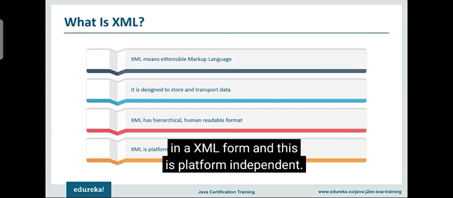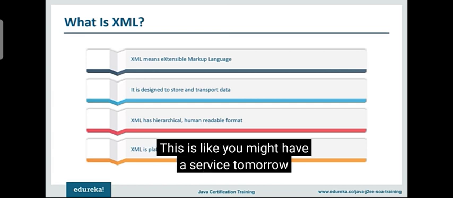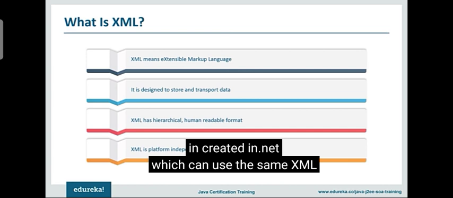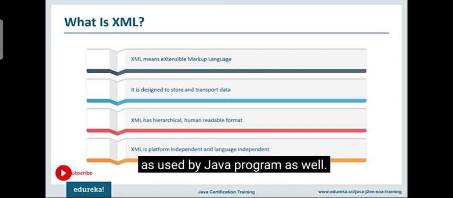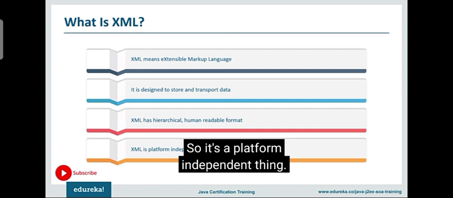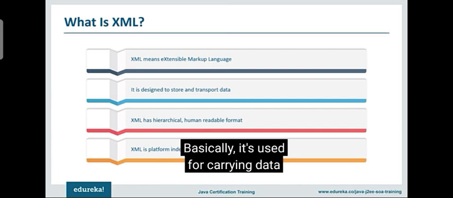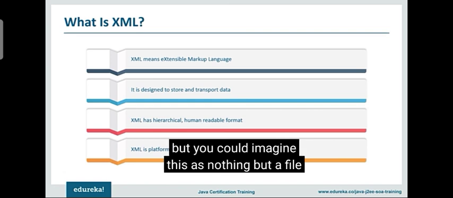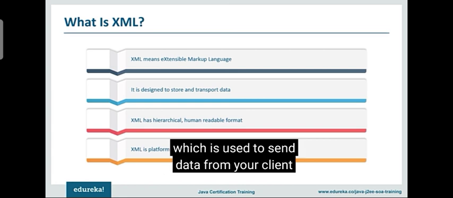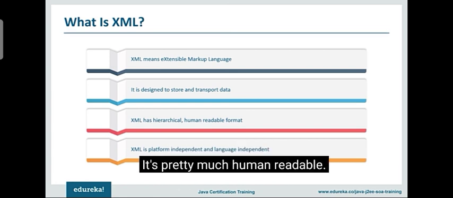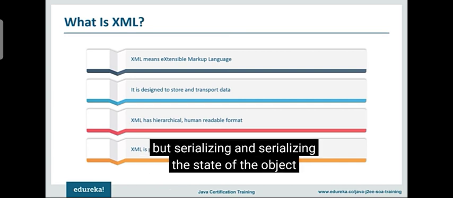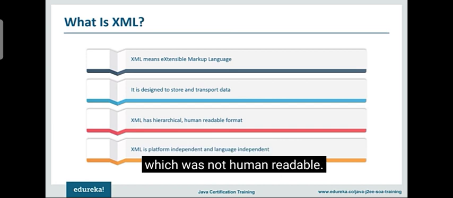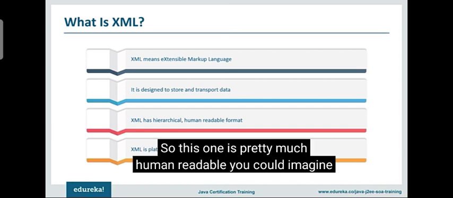And this is platform independent. You might have a service tomorrow created in .NET, which can use the same XML as used by a Java program as well. So it's a platform independent thing. Basically, it's used for carrying data, as I said, store and transport of data, which we'll see in the coming slides. But you could imagine this as nothing but a file which is used to send data from your client to the server for communication. It's pretty much human readable. It's not like yesterday, when we saw serializing the state of an object, which was not human readable. So this one is pretty much human readable.